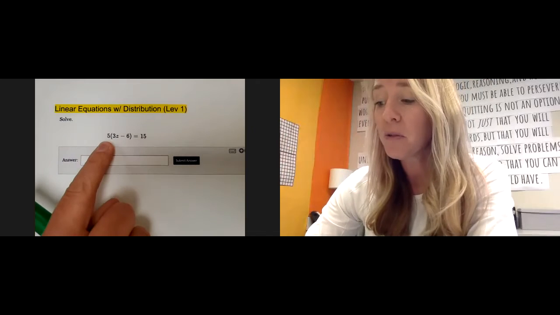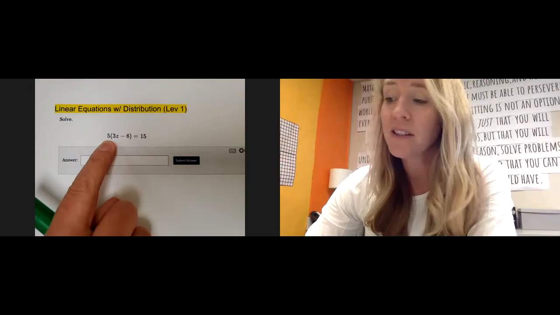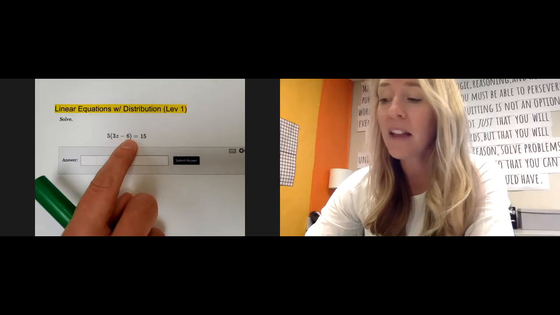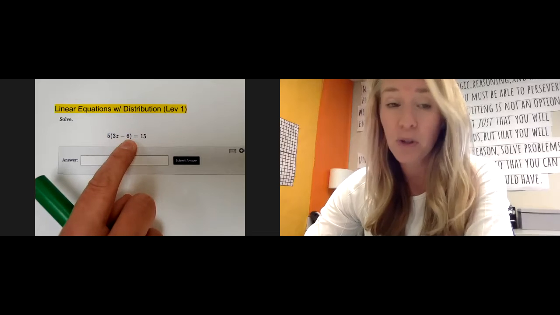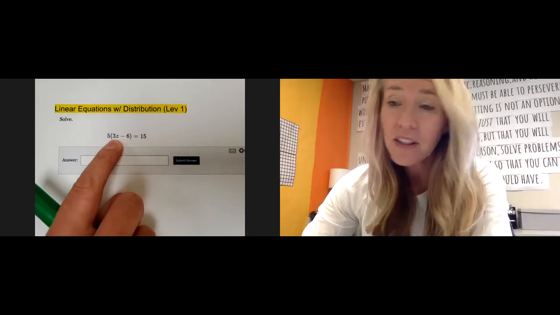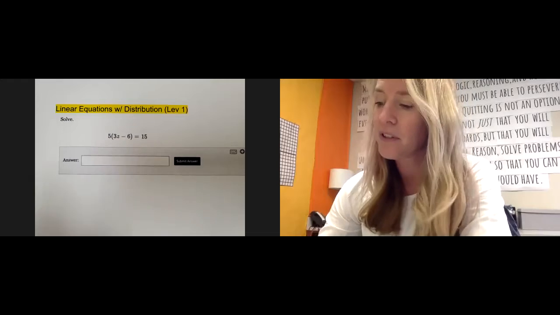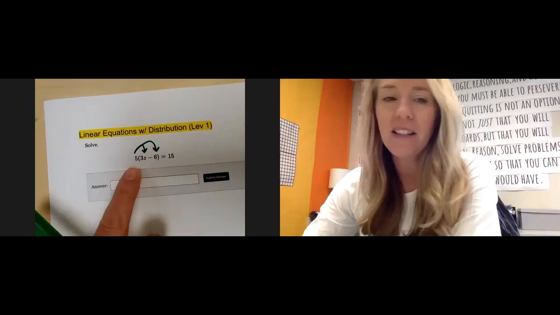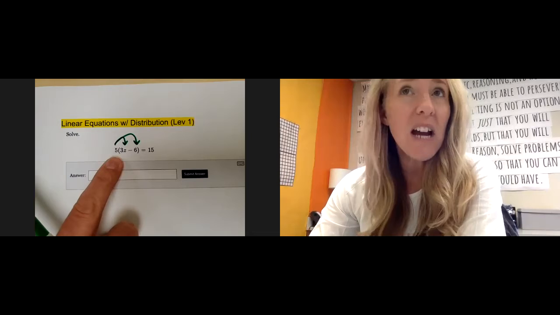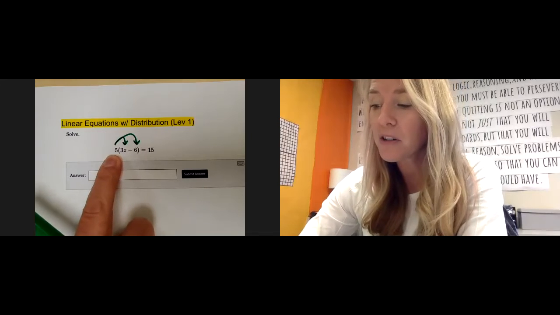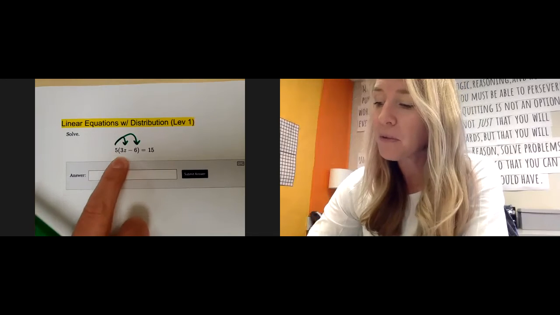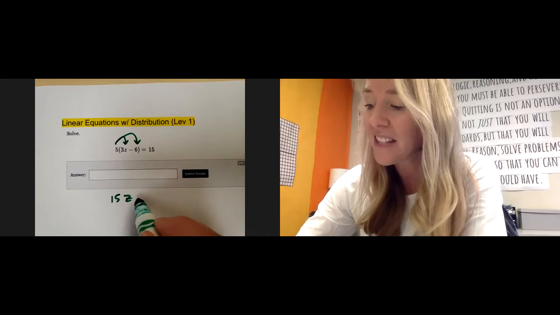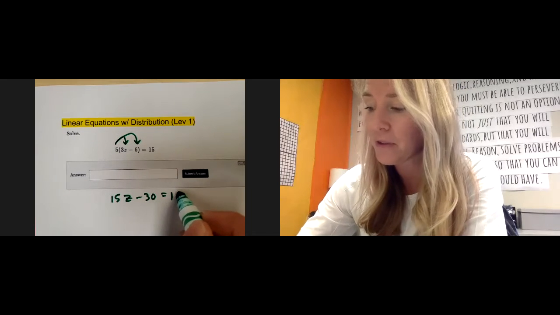I like to tell my students to think of that number outside the parentheses like a waitress taking water to each person's table. Every term inside that set of parentheses is a person sitting at the table. 3Z is a person and -6 is a person. So 5 is our waitress. I'll ask my students, what's the waitress's name? And they'll say 5. And I'll say, all right, who does she take the water to? 3Z. So 5 times 3Z is 15Z, and 5 times -6 is -30, and that equals 15.